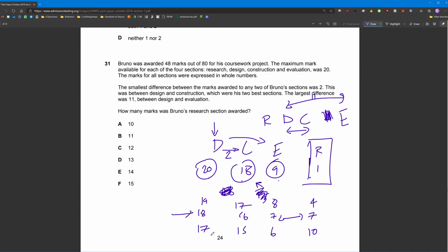The condition that the 4 marks are at least 2 away from each other is also satisfied, and the condition that the largest distance is 11 is also satisfied. So 17, 15, 16, and 10 satisfies all logical requirements, meaning that Bruno's research section must have been 10 marks.